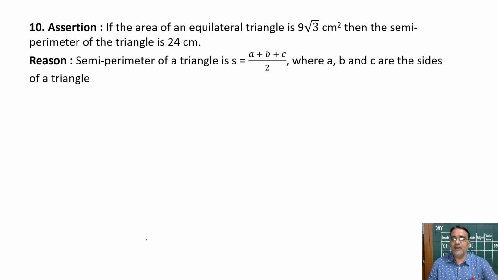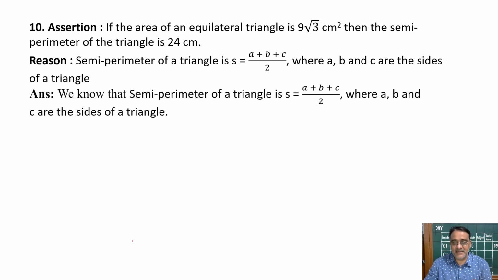If the area of an equilateral triangle is 9 root 3 centimeter square, then the semi-perimeter of the triangle is 24 centimeter. And the reason: semi-perimeter of a triangle is S is equal to a plus b plus c by 2, where a, b and c are the sides of a triangle. Is the statement in the reason correct? Yes, sir. Right. So the reason is correct.